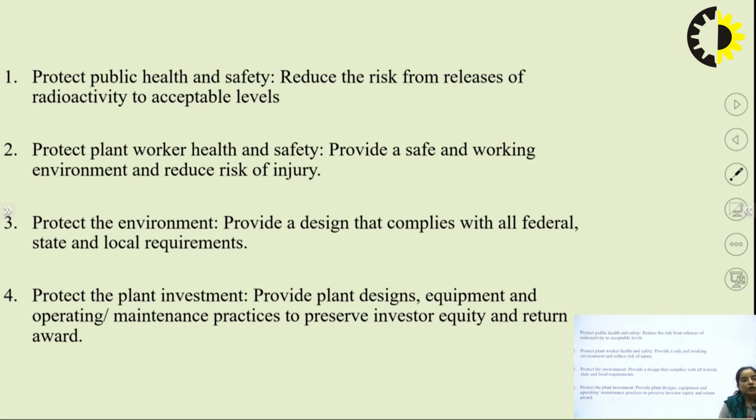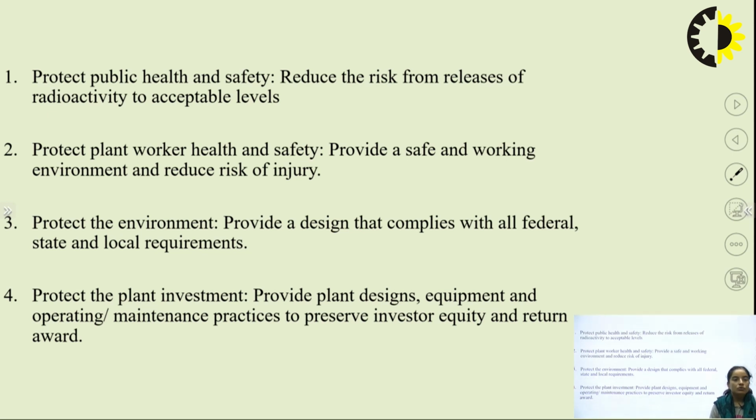So we need to provide a design that complies with all federal, state and local requirements. From country to country there are different sets of rules for protection of the environment. So we need to design the nuclear reactor in such a location and in such a way that the environment is not harmed.